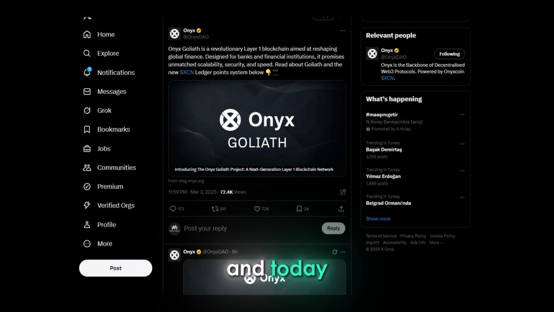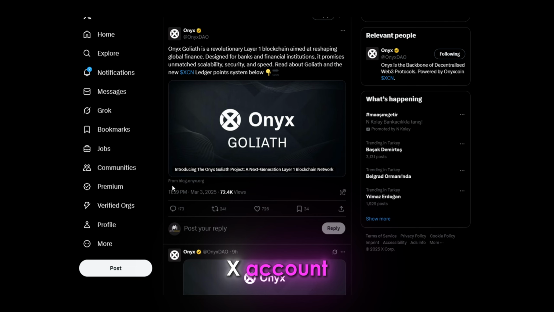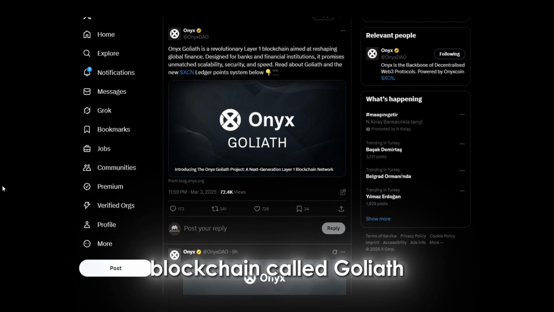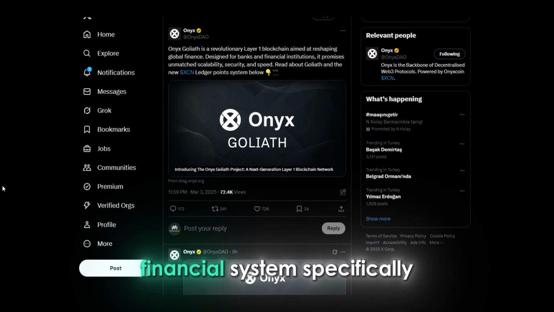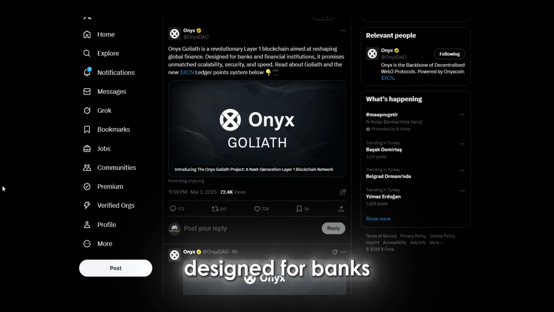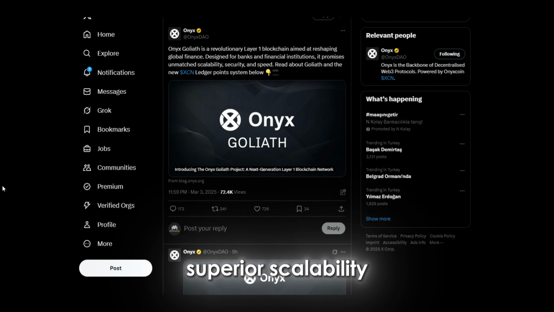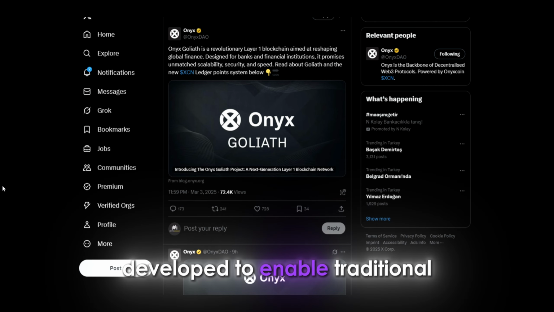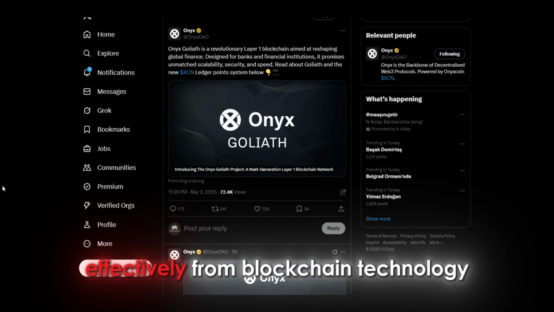long-term uptrend. And today, an important post was made on Onyxcoin's official X account. In this post, Onyx introduced a new Layer 1 blockchain called Goliath, and emphasized that this project aims to reshape the global financial system. Specifically designed for banks and financial institutions, Onyx Goliath promises superior scalability, security, and speed. As far as we understand from this statement, Onyx Goliath is a project developed to enable traditional financial institutions to benefit more effectively from blockchain technology.